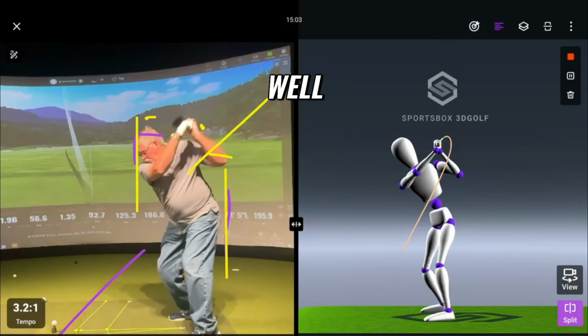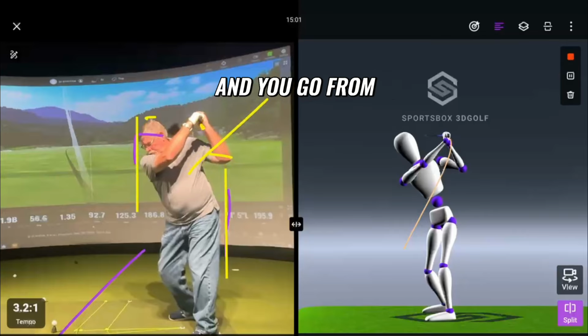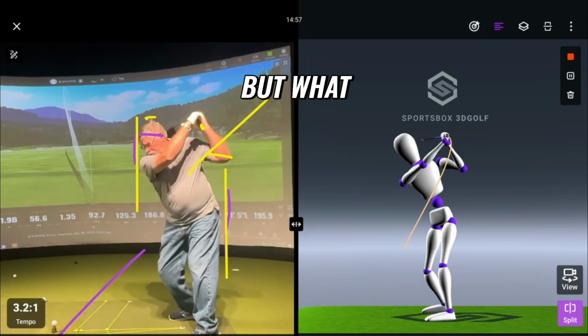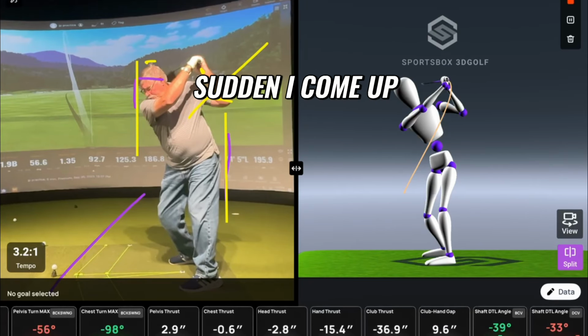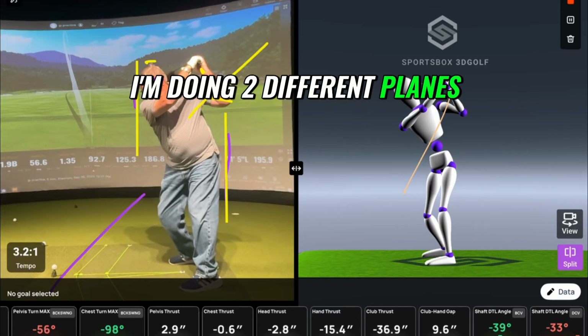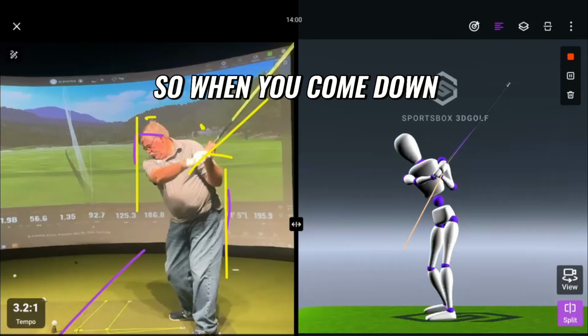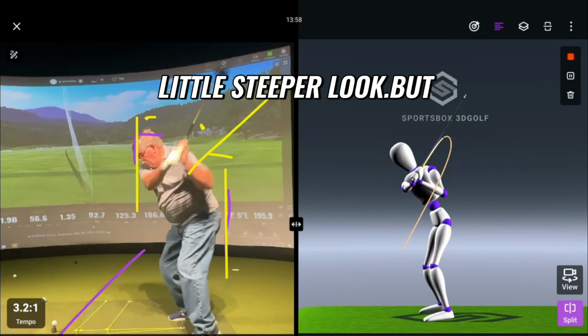Say that again. So I've always known that when you raise up and you go from one plane out to another plane, you know. Yeah, but what are we using as the plane? If I go up here and all of a sudden I come up here like this and raise up and come back down, well, I'm doing two different planes. But coming down, you're at 33 degrees. So when you come down, now you're getting a little steeper look.